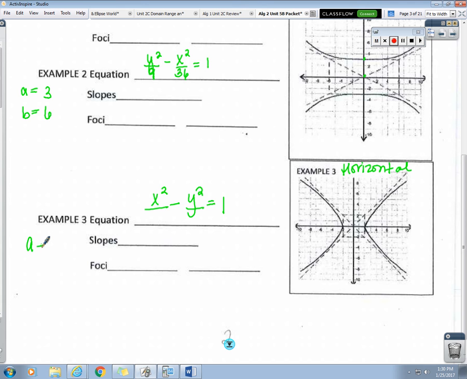Well, you have to know the A and the B. Right. Aren't both of them 2? So that makes it easy. So that means both of the denominators are? 4. Okay, now let's talk about the slopes.